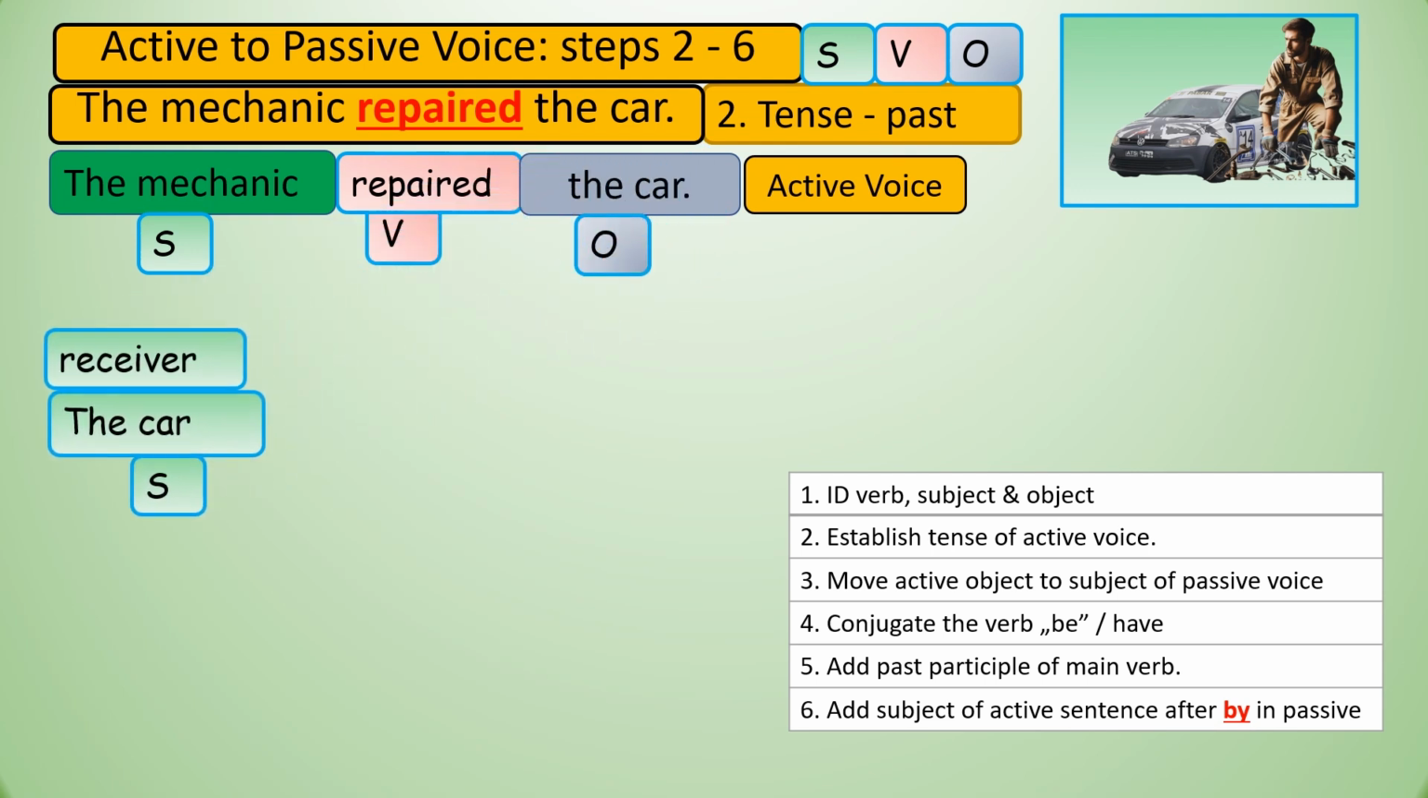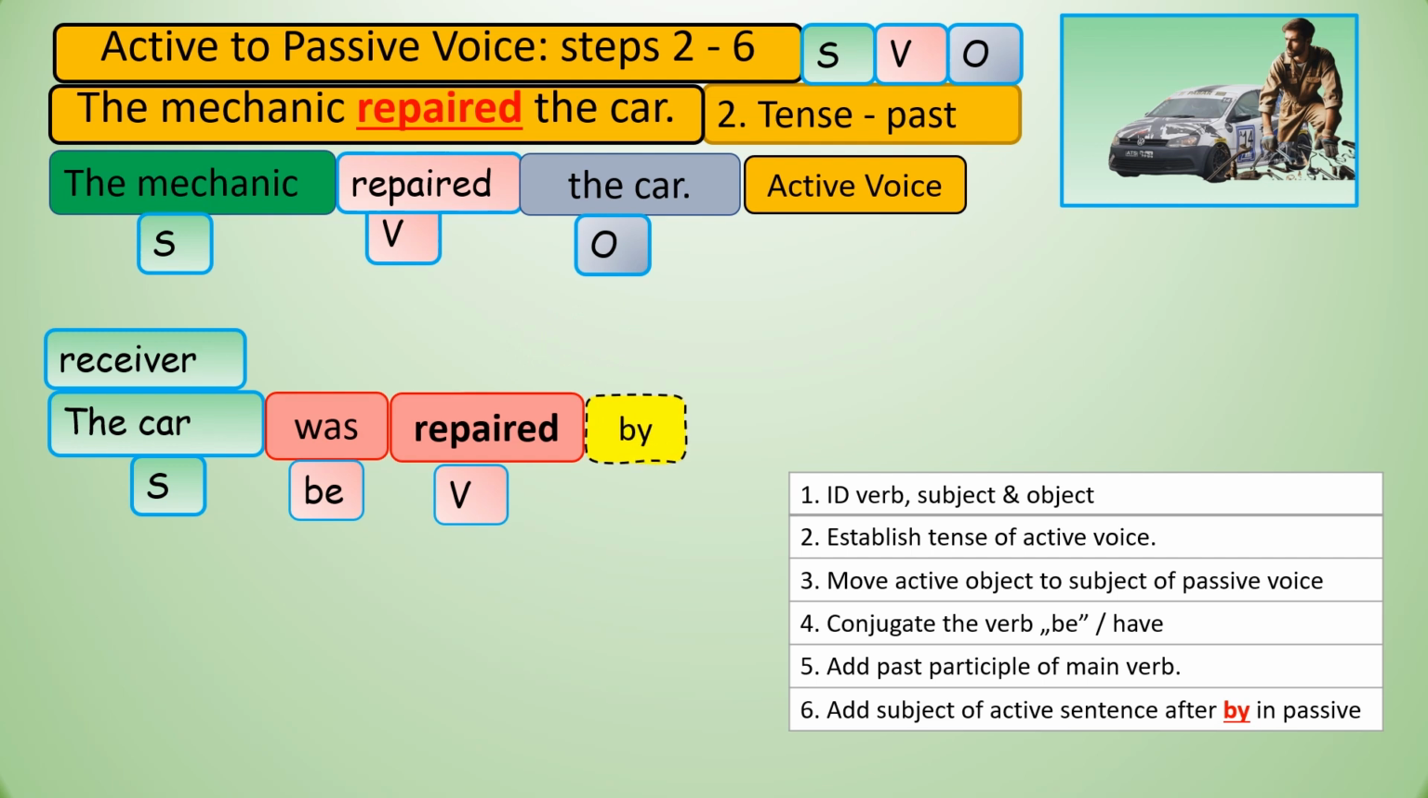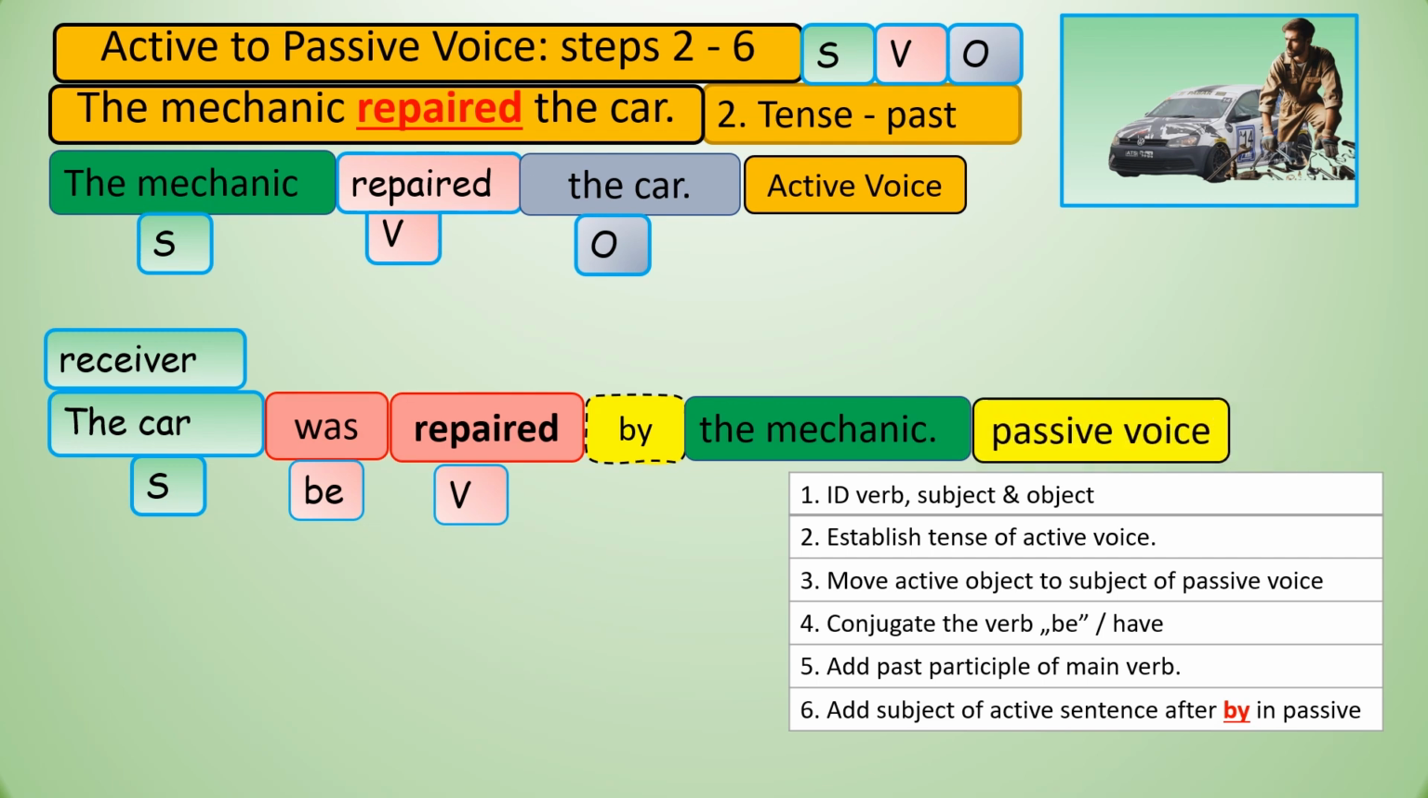Start with the car. The car now is a subject. The subject in the passive voice is a receiver. Next step. Conjugate the verb be. Its singular subject is past tense, so it becomes was. Next, past participle of the main verb, repaired. After that, by, and then add the subject of the active voice sentence, which becomes the agent now. It's called the agent. And now we have the complete sentence here in the passive voice.